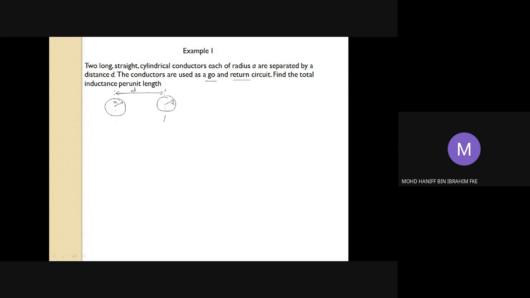It is used as a go and return circuit. If we take this as the y-axis and that as the x-axis, then z should be in this direction, so we have x, y, z as the direction of the axes. If we label this as the first conductor and this as the second conductor, and assume that the current in the first conductor is directed in the positive z direction, that should be the direction of your current.